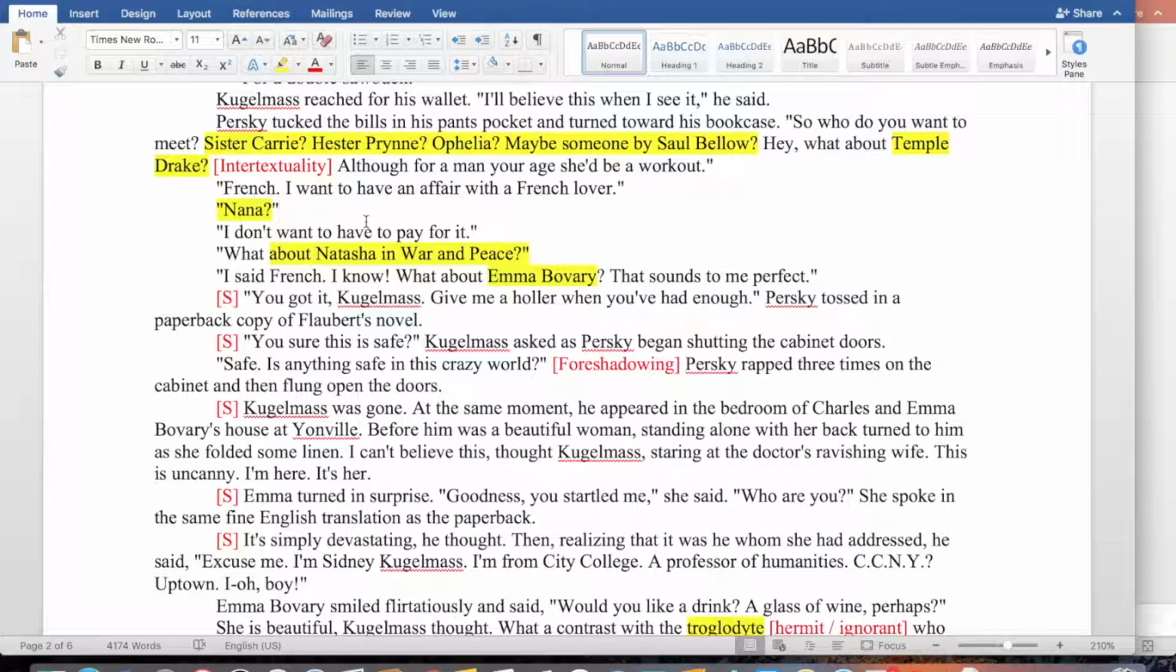So this paragraph is great because it's taking intertextuality to the next level, right? Often there are subtle mentions of a text in another text, right? But what he's doing here is just outright saying, hey, look at me, I'm going to name these texts. Maybe you should look into them, right? Maybe you should find out who Sister Carrie is, who Hester Prynne is, who Ophelia is, and Saul Bellow and Temple Drake, and later Nana and Natasha from War and Peace, right?